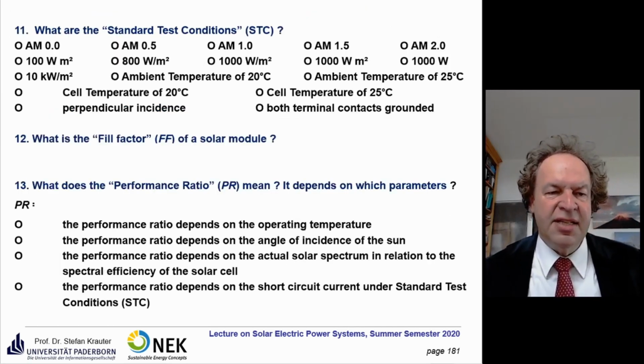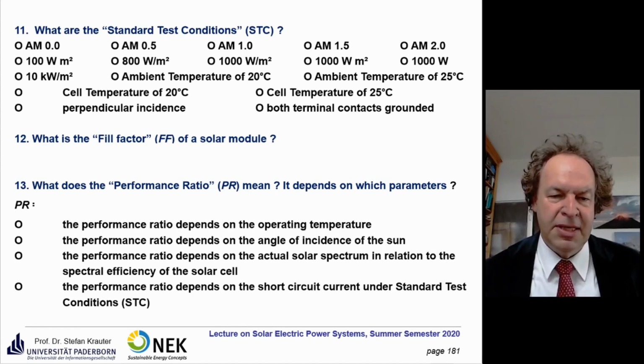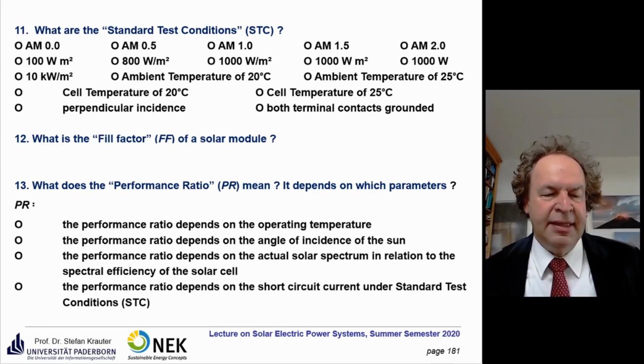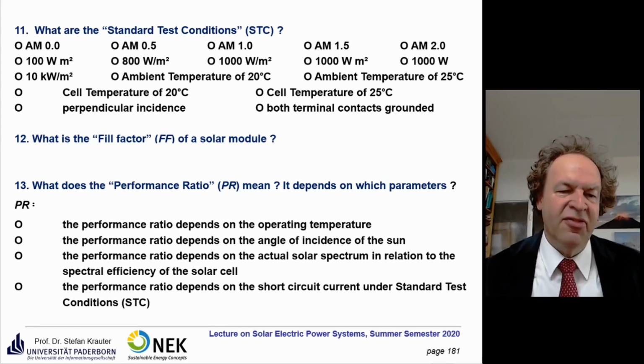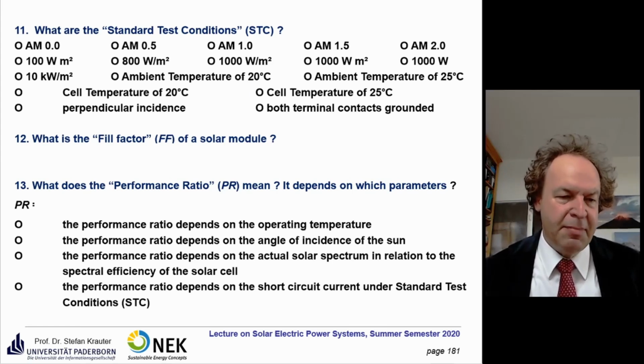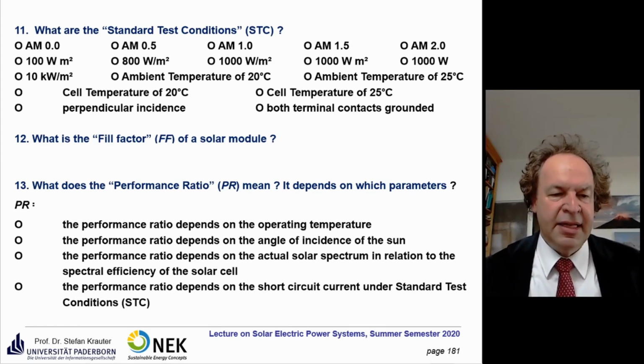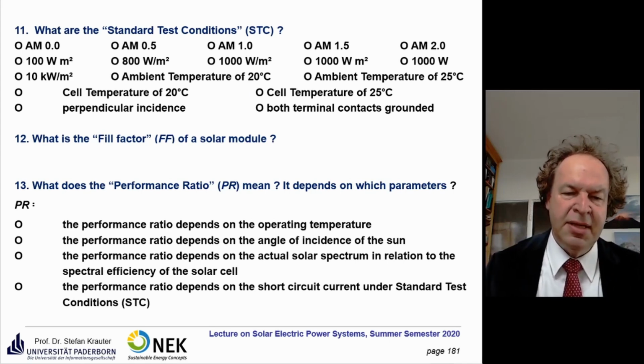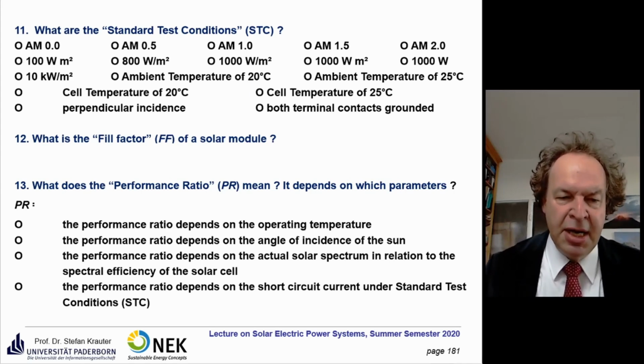Then 11th is what are the standard test conditions. So just name the conditions, could be 1, 2, or as many as you like. And 12th is what is the fill factor of a solar module, and describe what it means, and maybe also give a formula. And what does a performance ratio mean? It depends on which parameters.